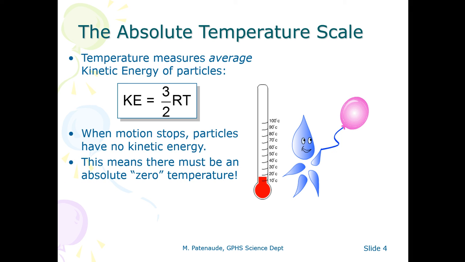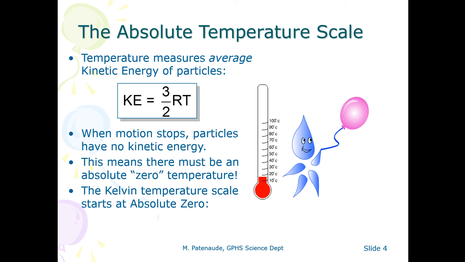If the temperature drops, then kinetic energy drops, and that means particles have less kinetic energy. They move more slowly. Eventually, if you cool down enough, motion will stop. The velocities slow down until they stop. At that point, if there's no more motion, then you've reached the lowest possible kinetic energy, and therefore the lowest possible temperature. This lowest temperature is called absolute zero.